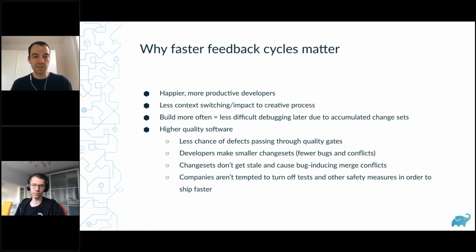And faster feedback cycles also make for higher quality software, because the chance of a defect passing through the quality gates is much less. And the smaller the change sets developers can make, the better, because it's also much easier to spot a bug when you do a code review if the change set is small. And if change sets don't get stale and accumulate, it will be much less likely that you introduce a bug, for example, just by resolving a merge conflict. So fast feedback cycles are absolutely important.